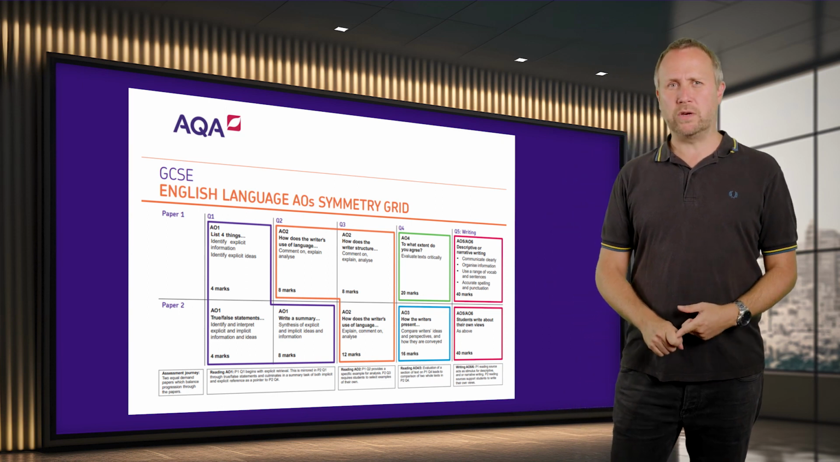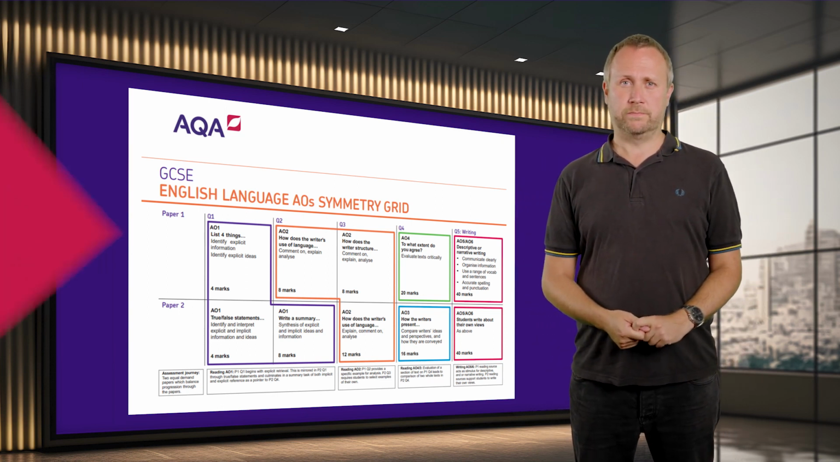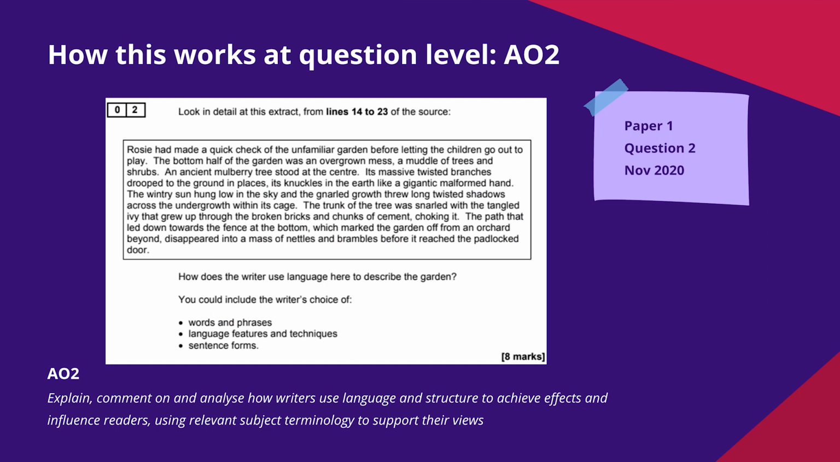Let's have a look at how this works using some past paper questions. I'm going to start with AO2, as this is an excellent example of how the same assessment objective is tested in different ways and with an increasing level of challenge across the two papers.